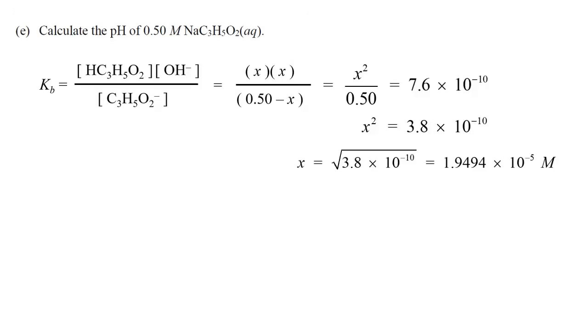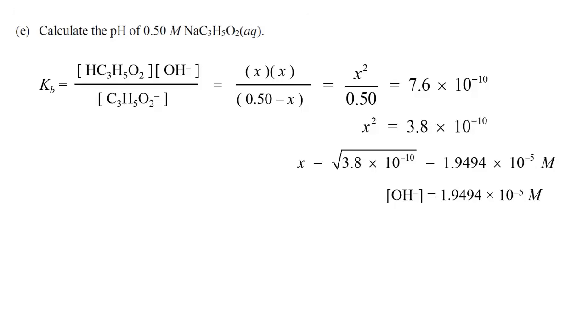Well, what did I just figure out if x is equal to 1.9494 times 10 to the negative 5 moles per liter? Well, hopefully you can see in the numerator of this Kb expression that x is, in fact, the concentration of the hydroxide ion. So I am only 2 steps away from determining the pH of this 0.50 molar sodium propanoate solution. I'm only 2 steps away. The first step is to get the pOH, and then the final step is to get the pH.